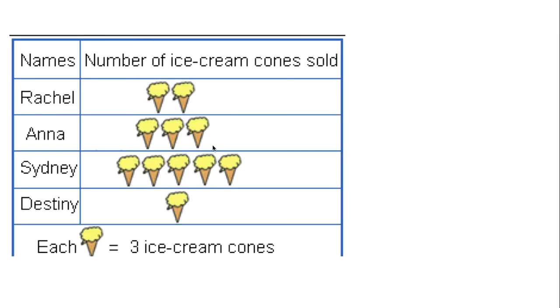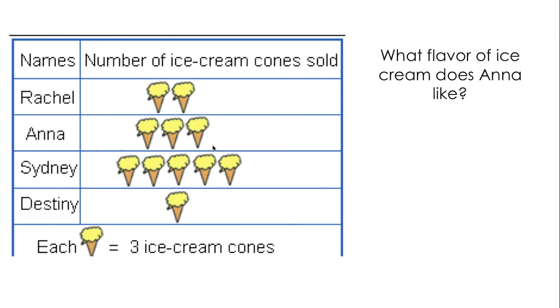Now it's your turn to practice. What flavor of ice cream does Anna like? You are not able to answer this. Since the key only tells you that each symbol represents 3 ice cream cones, it doesn't tell you what flavor she likes. She could like strawberry ice cream or none of those.